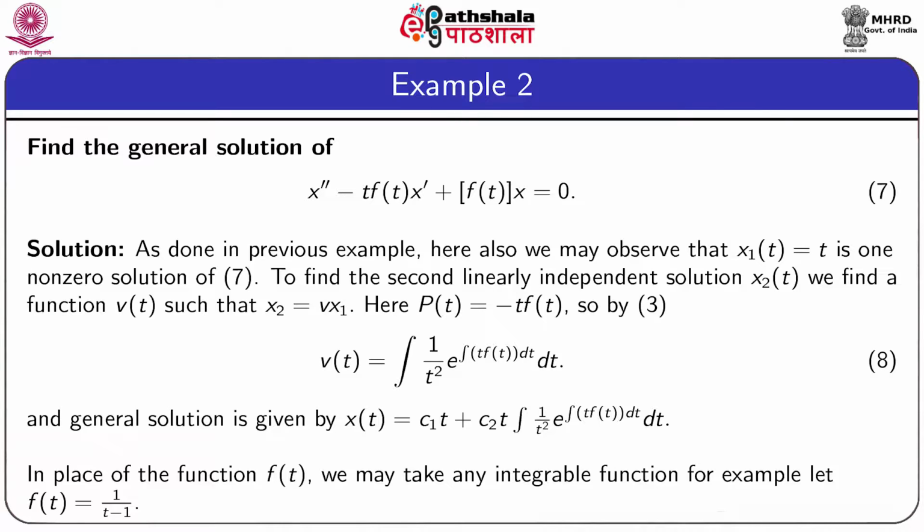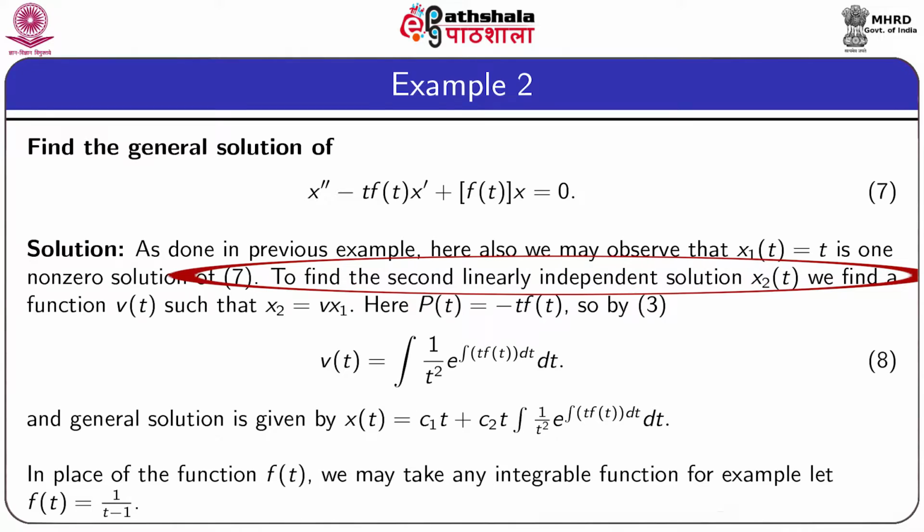In our next example, we have to find the general solution of x double dash minus t f t x dash plus f t into x equal to 0. As in the previous example, we observe that x1 t is equal to t is a non-zero solution of 7. This can be easily verified if you substitute x equal to t in equation 7, and you will see both left hand side and right hand side are becoming 0.